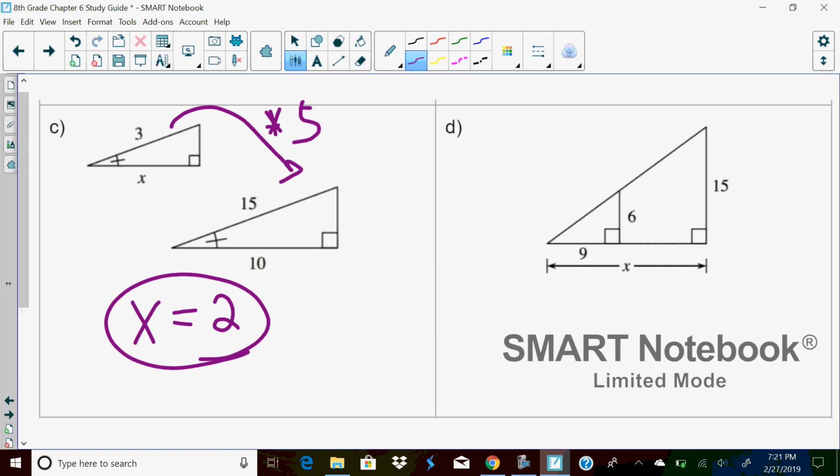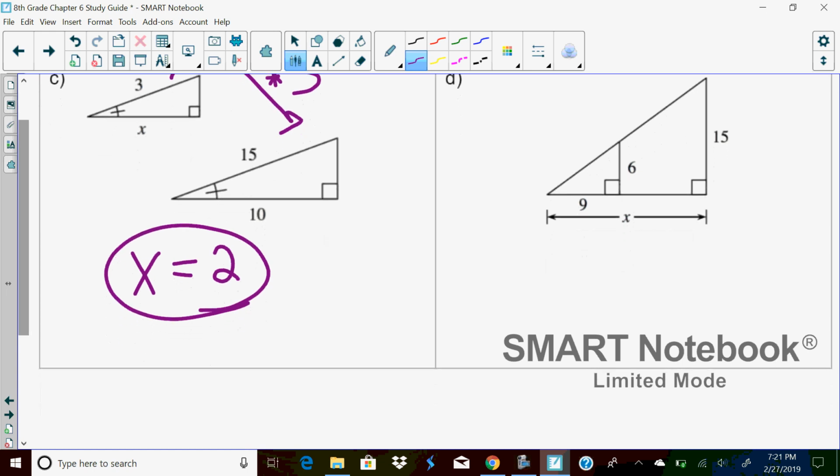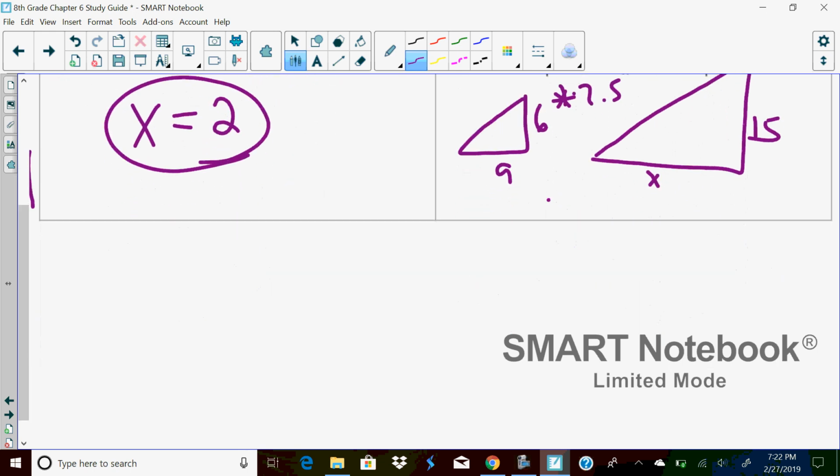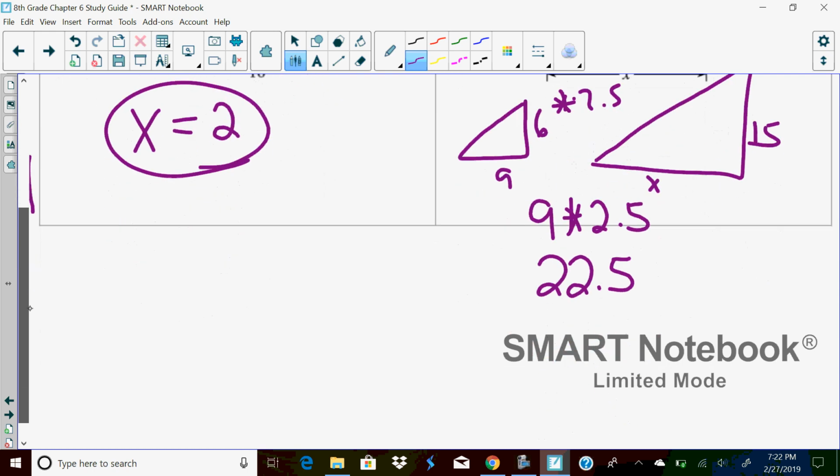D, you have to separate them. So I have my small triangle, which is 6 by 9. My big triangle, which is x by 15. So I multiplied by 2.5. So I'm going to do 9 times 2.5, where I get 22.5. So x is 22.5. And it was just units.